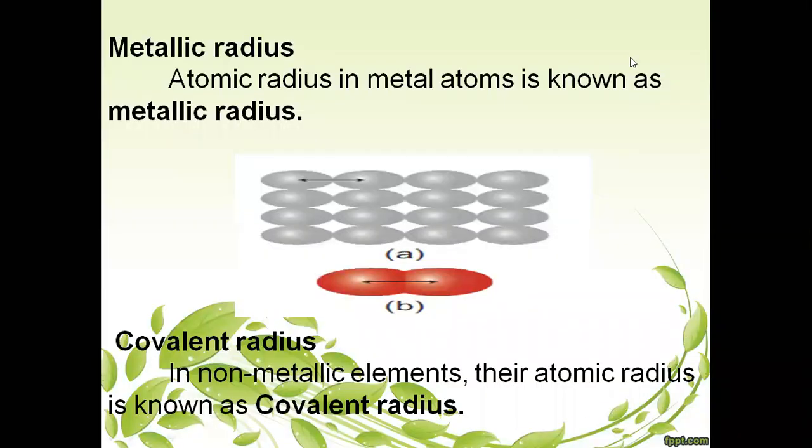We notice in the modern periodic table that the atomic radius of the elements decreases along the period and increases down the group, because as the shell number increases, the distance between the valence shell and the nucleus increases.